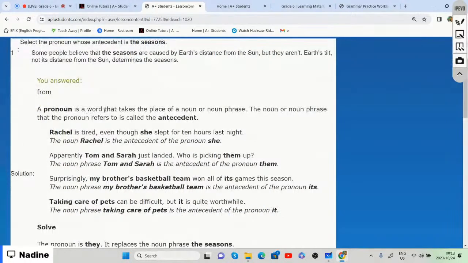And a pronoun is a word that takes the place of a noun or a noun phrase. And we said the noun or noun phrase that the pronoun refers to, we call that the antecedent. All right? So the noun or the noun phrase is the antecedent.